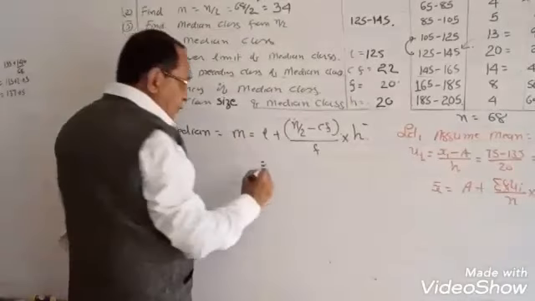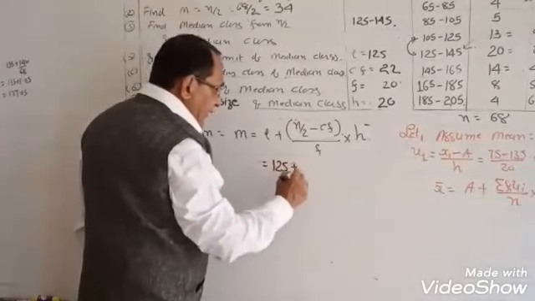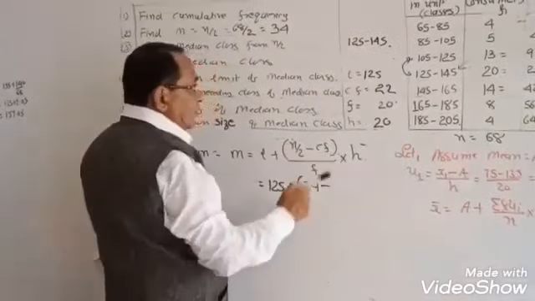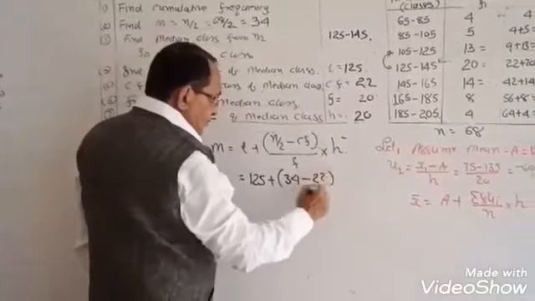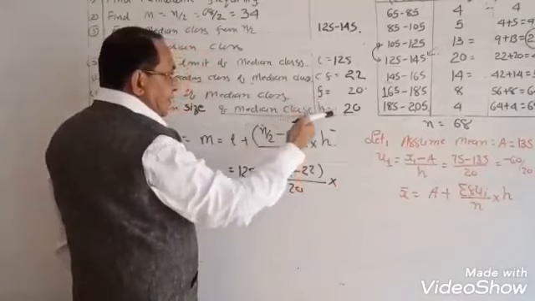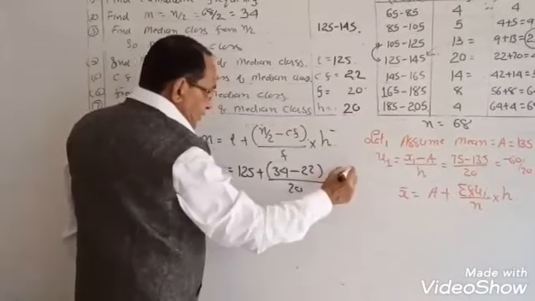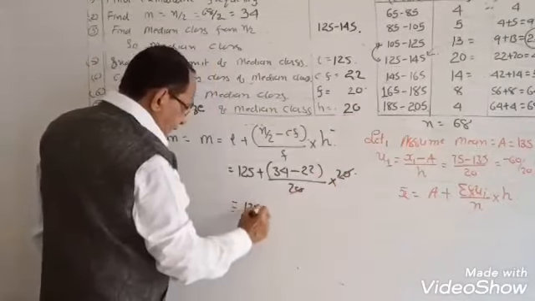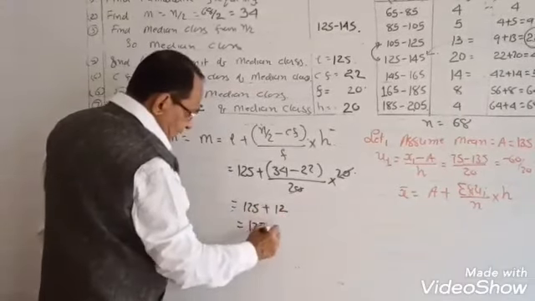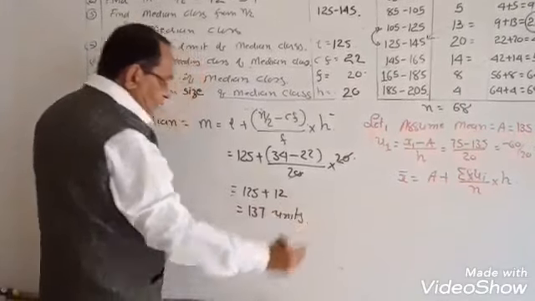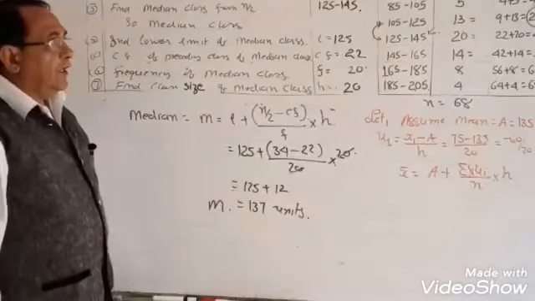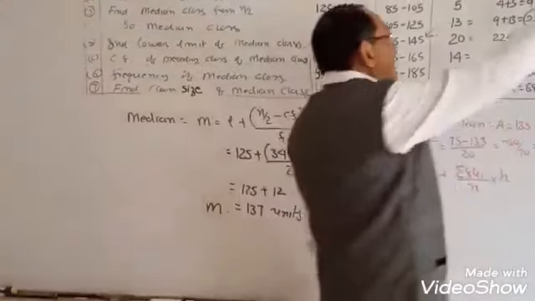L is equal to 125, n by 2 is equal to 34, cumulative frequency 22, frequency 20, h is equal to 20, 20 cancel, 125 plus 12 is equal to 137 units is the value of your median. M is equal to 137. Okay, now we will find the mean.